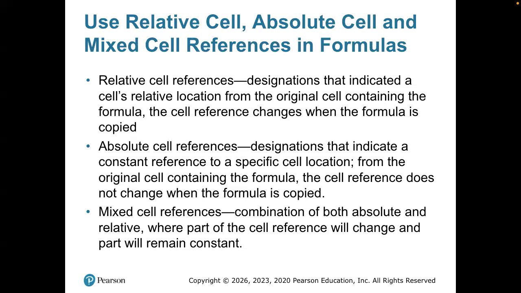Maybe there's a percent that I always want to multiply by. Whatever it is, I can hard code it so that it is absolute. And it doesn't just have to be just relative or just absolute either. We could use mixed cell references too. Part of the cell reference will change and part will remain constant.